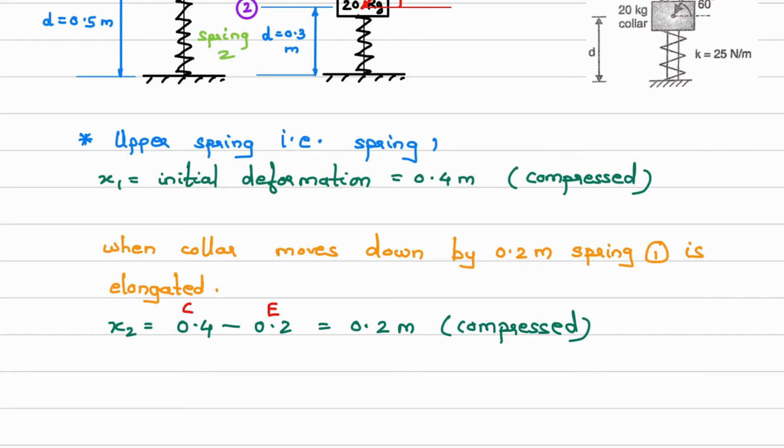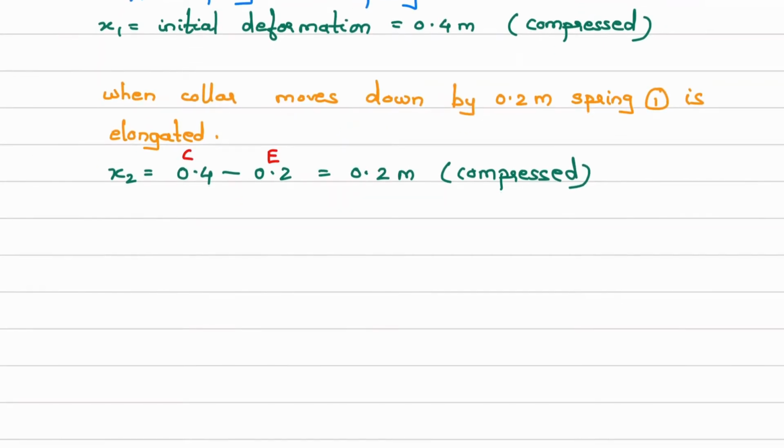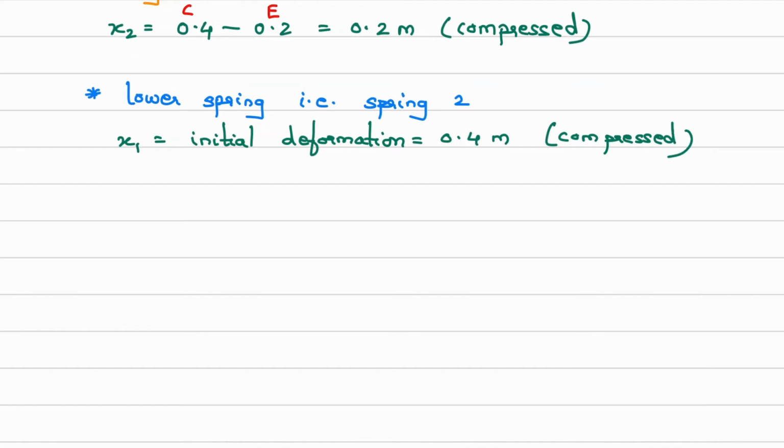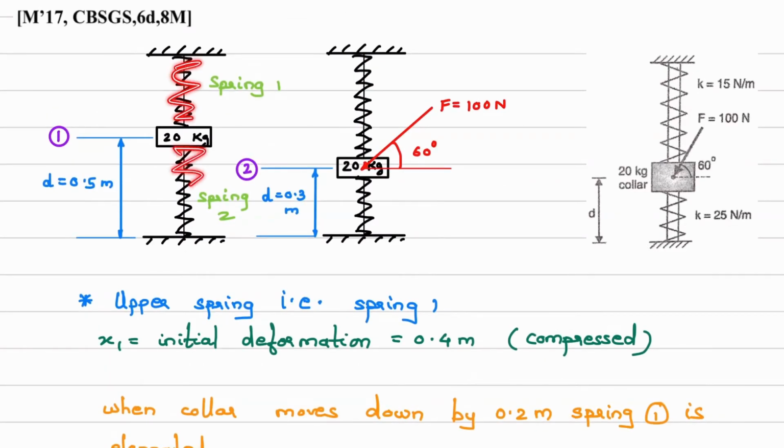Now we will see the lower spring, that is spring 2. So I'll again write down x1 and x2 for spring 2. So x1 is the initial deformation. What is the initial deformation given for both springs? It is 0.4 meter compressed when D is equal to 0.5 meter. So both the springs are initially compressed when D is equal to 0.5 meter.